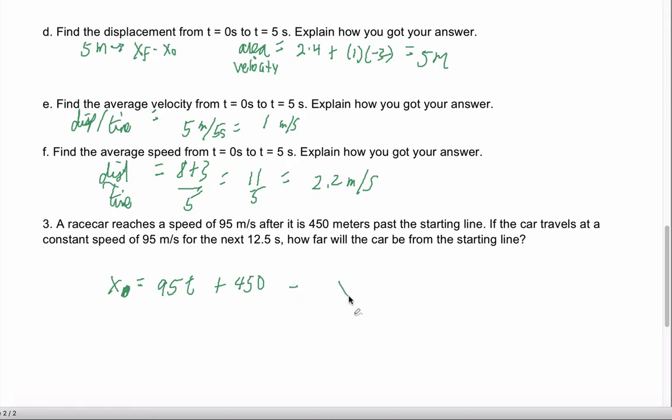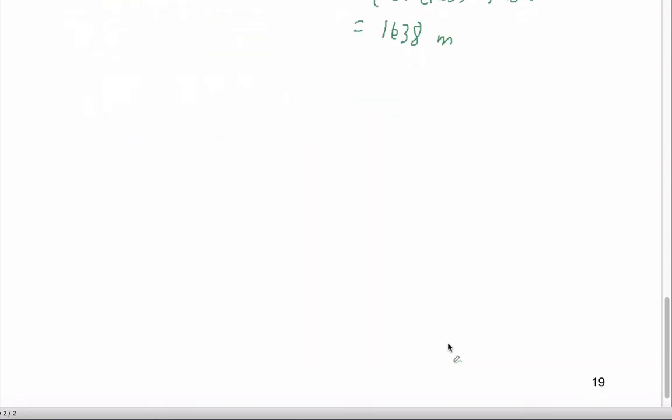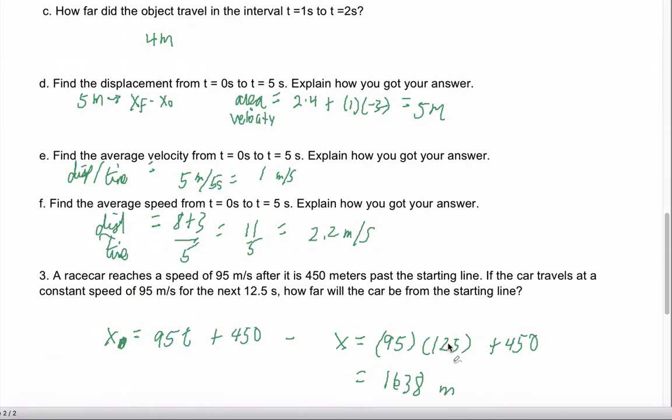So that's going to give us the equation x equals 95 times 12.5 plus 450. And so when we total it, let's actually just work it out. 95 times 12.5 plus 450 gives us 1,638 meters. So that is the last page of the homework, and I will upload these solutions now.